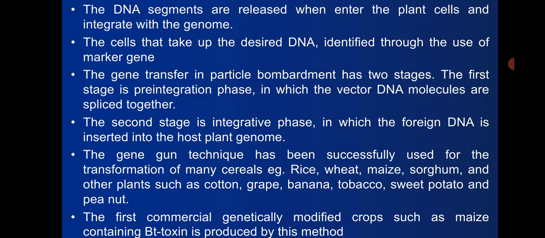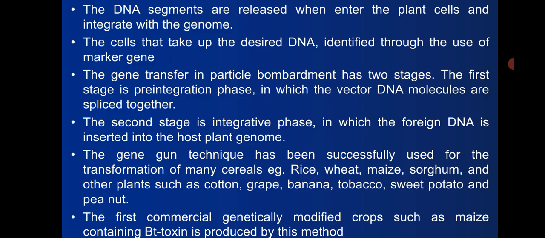The gene transfer in particle bombardment has two stages. The first stage is the pre-integration phase, in which the vector DNA molecules are spliced together. The second stage is the integrative phase, in which the foreign DNA is integrated with the host plant chromosome genome.